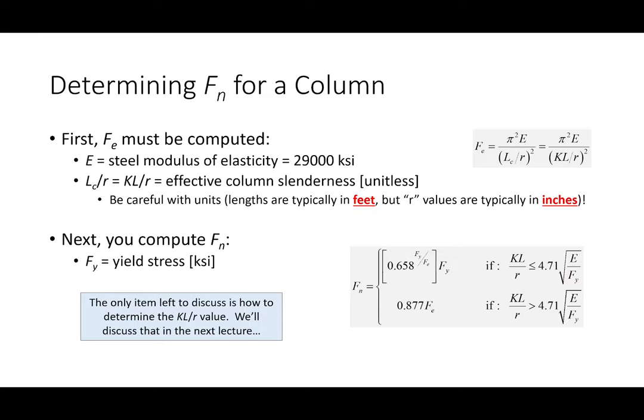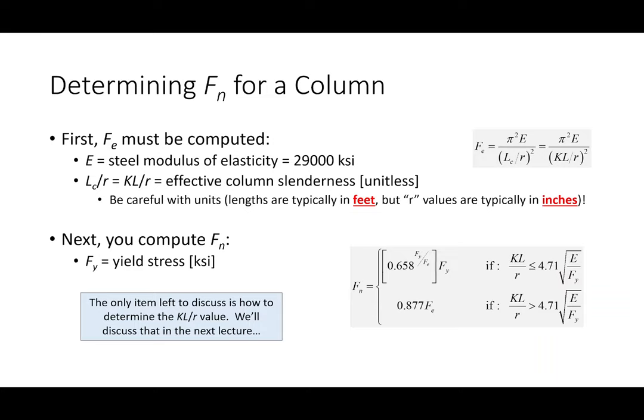This isn't going to matter for this homework assignment, but for next week and to come, make sure you're careful with your slenderness. Column lengths are in feet. Radii of gyration are in inches. Okay? Now, the next thing you do after you get your Fe is you compute your Fn. Okay? And the idea is that if KL over r is less than or equal to all of this, then that's your capacity or your stress. If KL over r is greater than this, this is your stress.